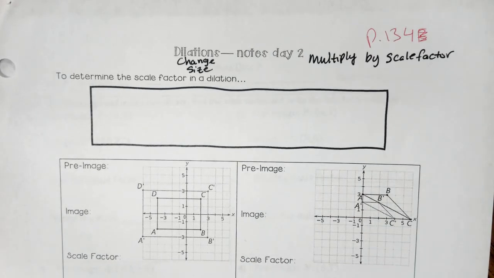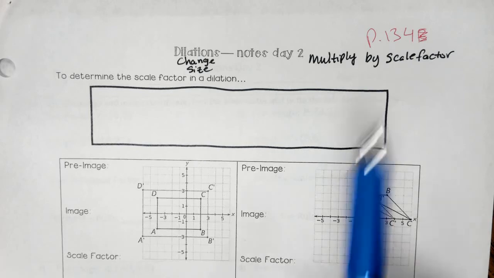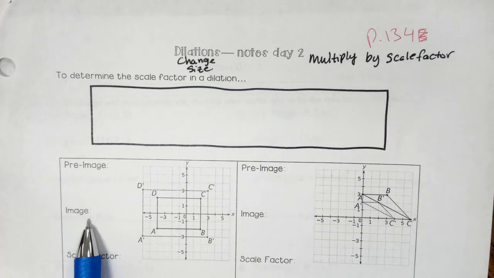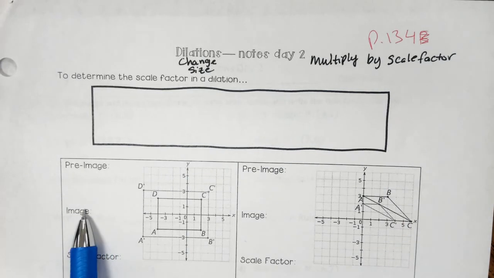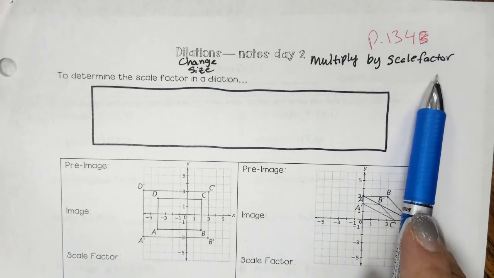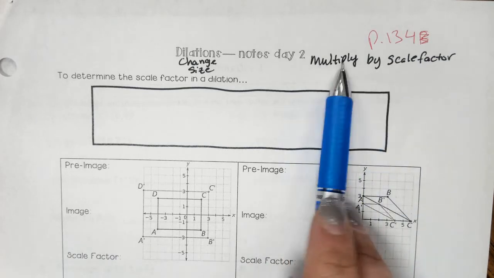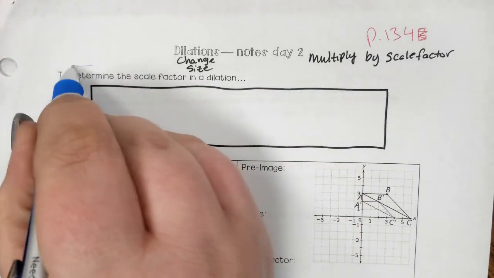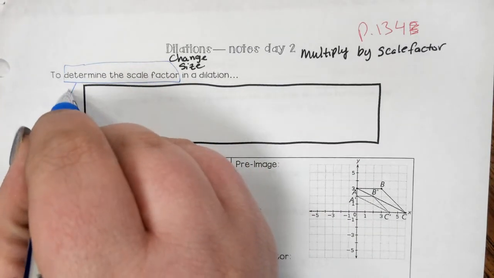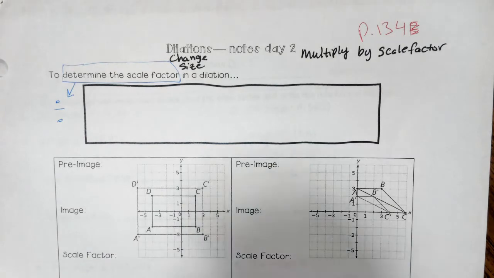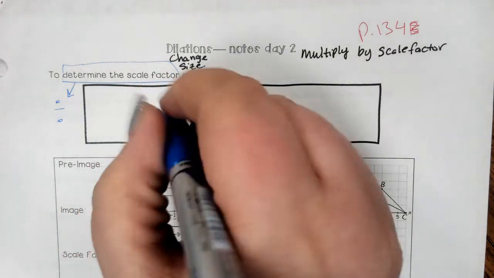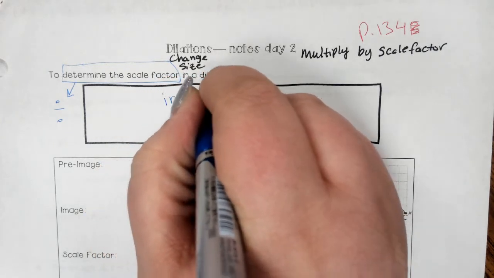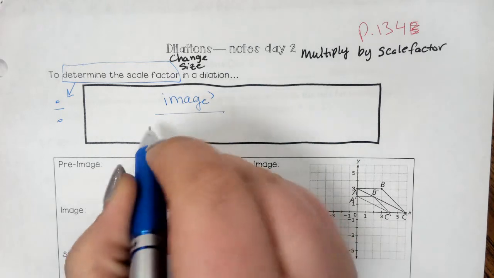Today we're going to determine what the scale factor is, so instead of using the scale factor and a preimage to find the image, we're going to use the preimage and the image to find the scale factor. So we're working backwards today, and the opposite of multiplying would be to divide. So to find the scale factor, we have to divide. Specifically, we're going to divide the image divided by the preimage.